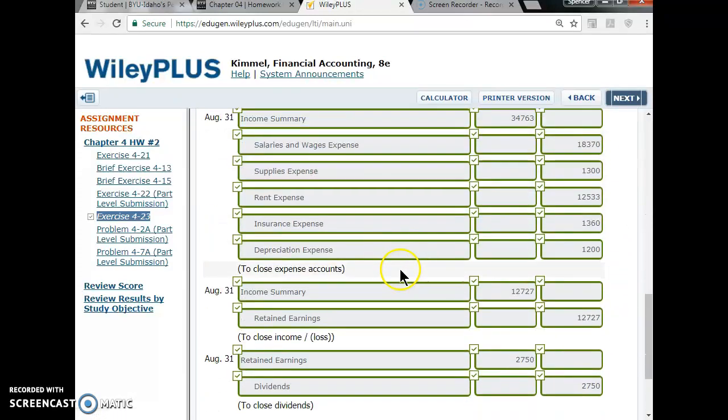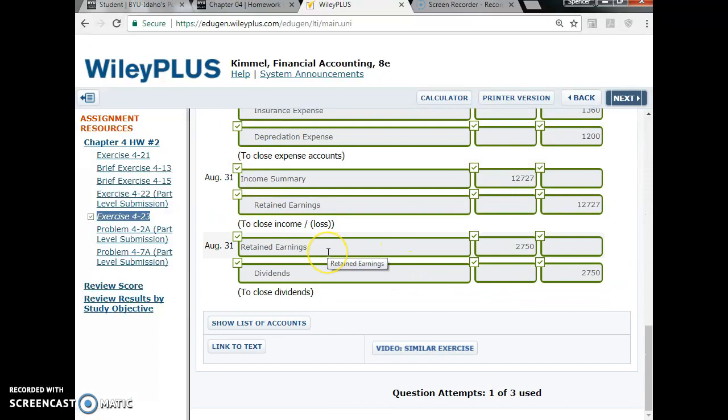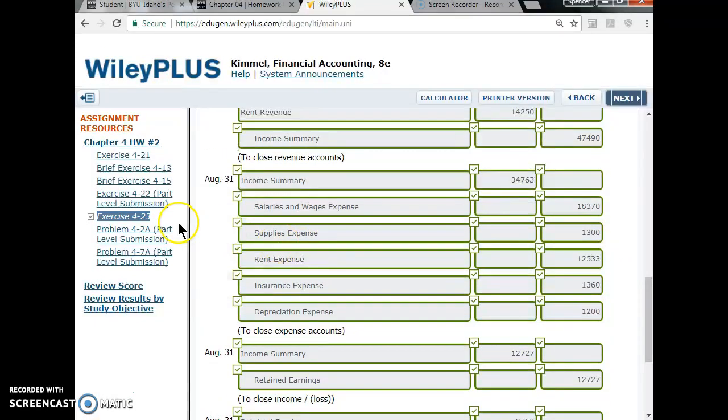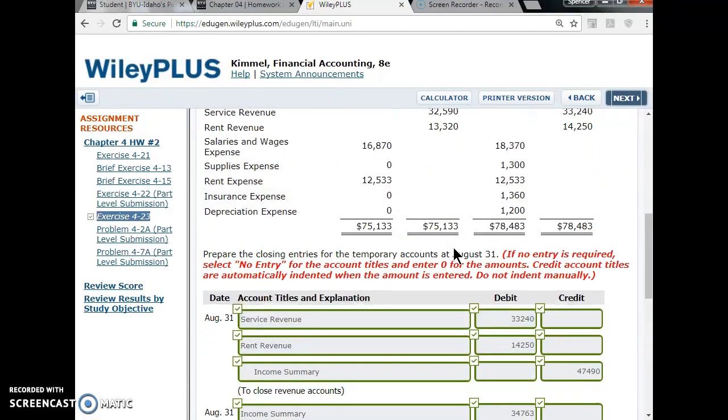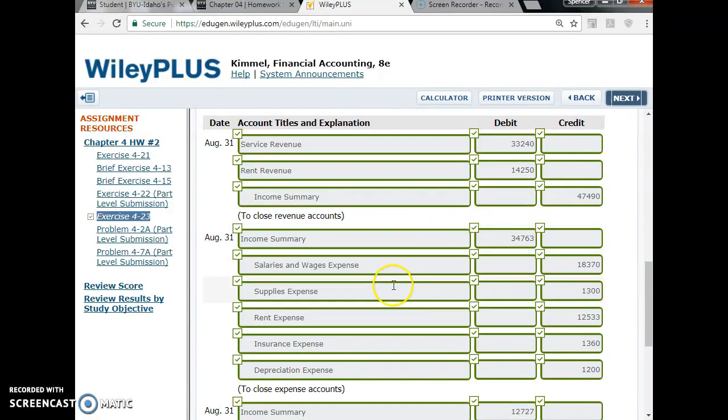Make sure we got all this. Yep. So once again, that's exercise 4-23. It's pretty simple, mainly just addition, subtraction, making sure you have it in the right column. So let me know if you have any questions.